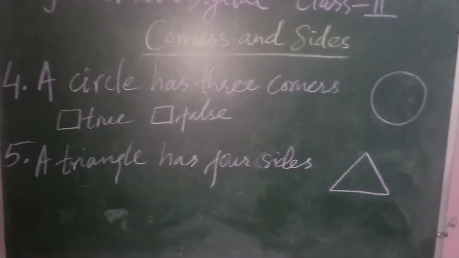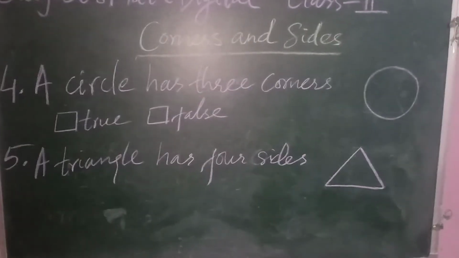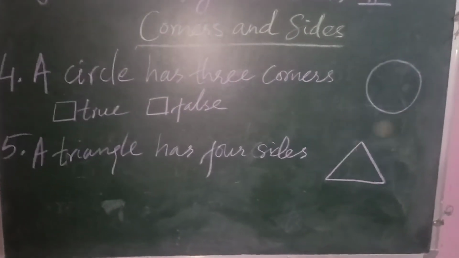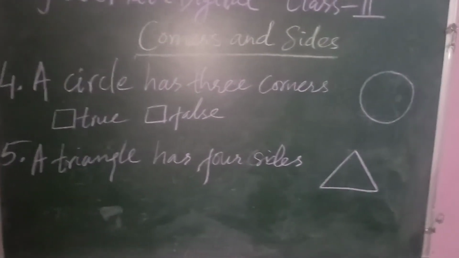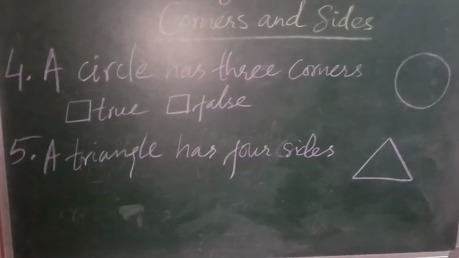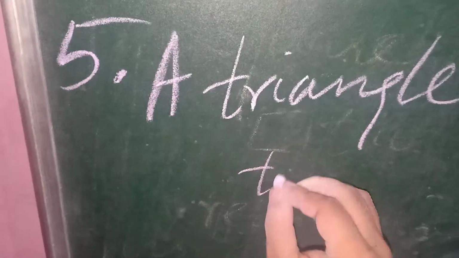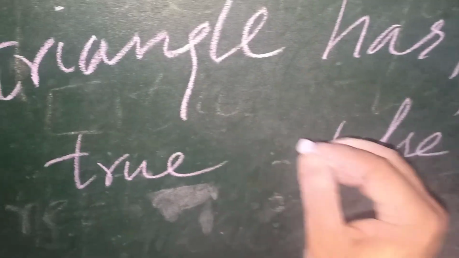And 5: a triangle has 4 sides. As you can see in the diagram itself, you can use your brain and find out how many sides there are in the triangle. Accordingly you have to choose either true or false. You have to check either of these boxes.